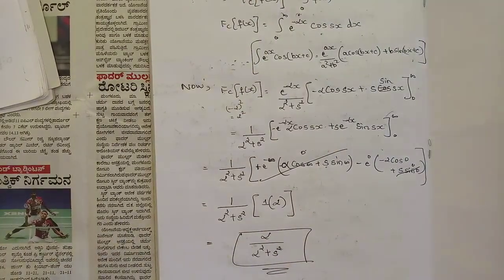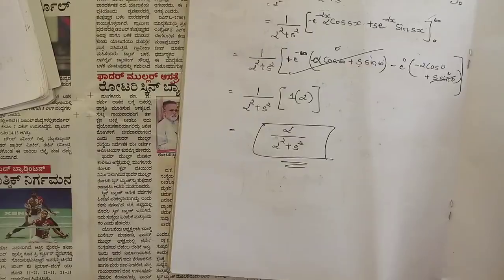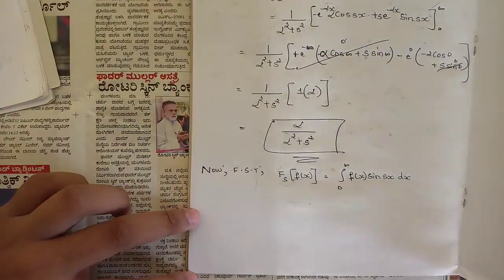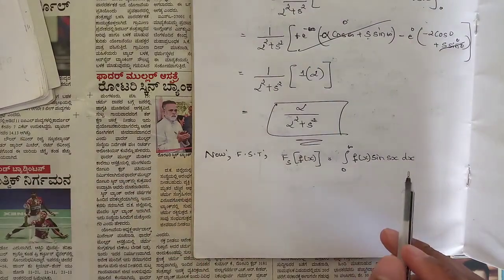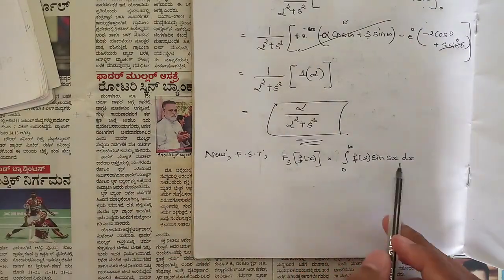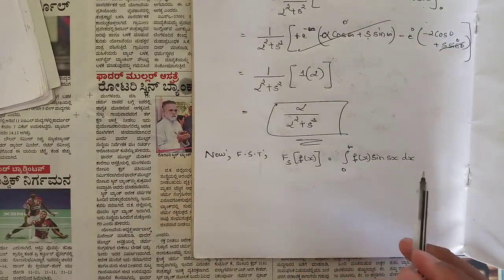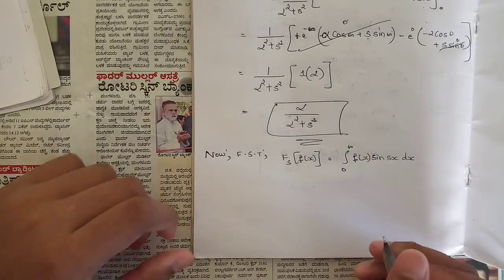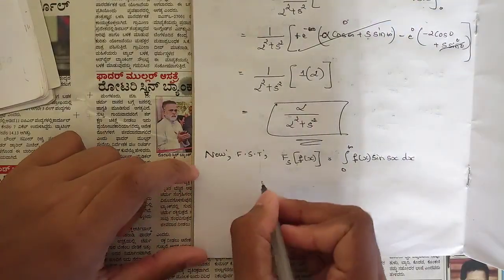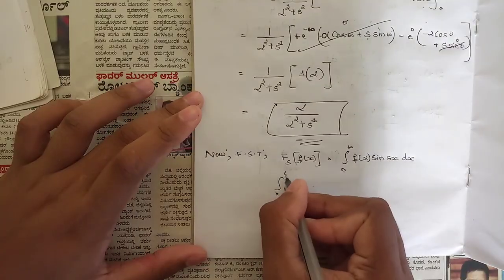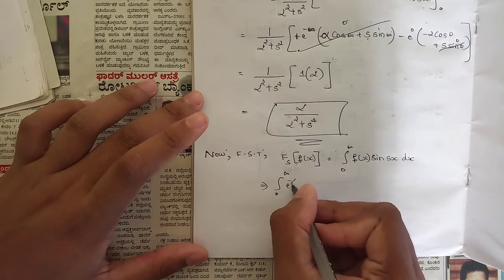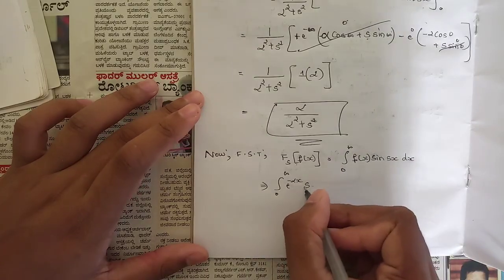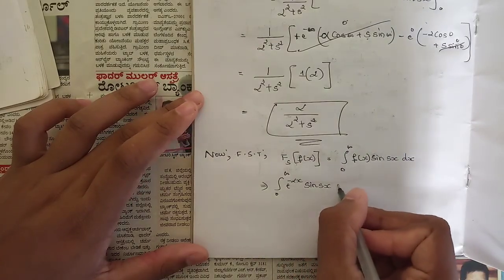This is for Fourier cosine transform. Okay, so now we are going to find the Fourier sine transform. This is the formula for Fourier sine transform. Here, in place of cos we are just replacing the parameter with sine, and the rest of the things remain the same. Now let's substitute the value of f of x, that is, integral 0 to infinity e power minus alpha x sin sx dx.